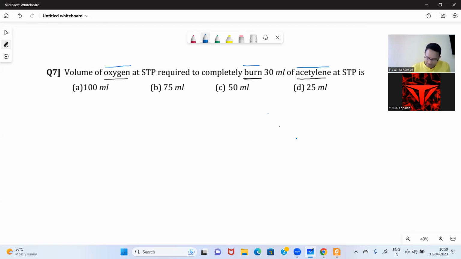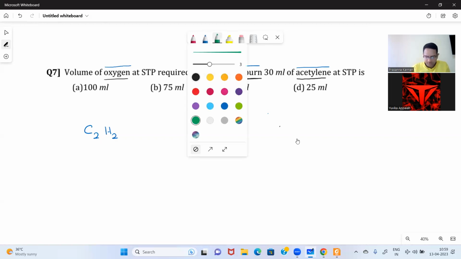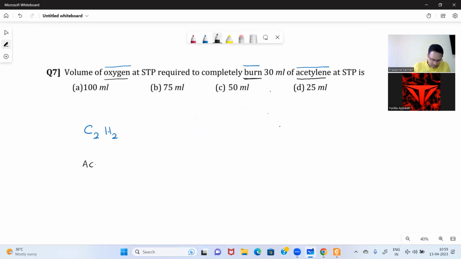So now acetylene. What is acetylene? Acetylene is also called ethyne. It's a triple bonded hydrocarbon, correct? Yes, sir. So what is the molecular formula? C2H2. This is called acetylene, or we call it ethyne.